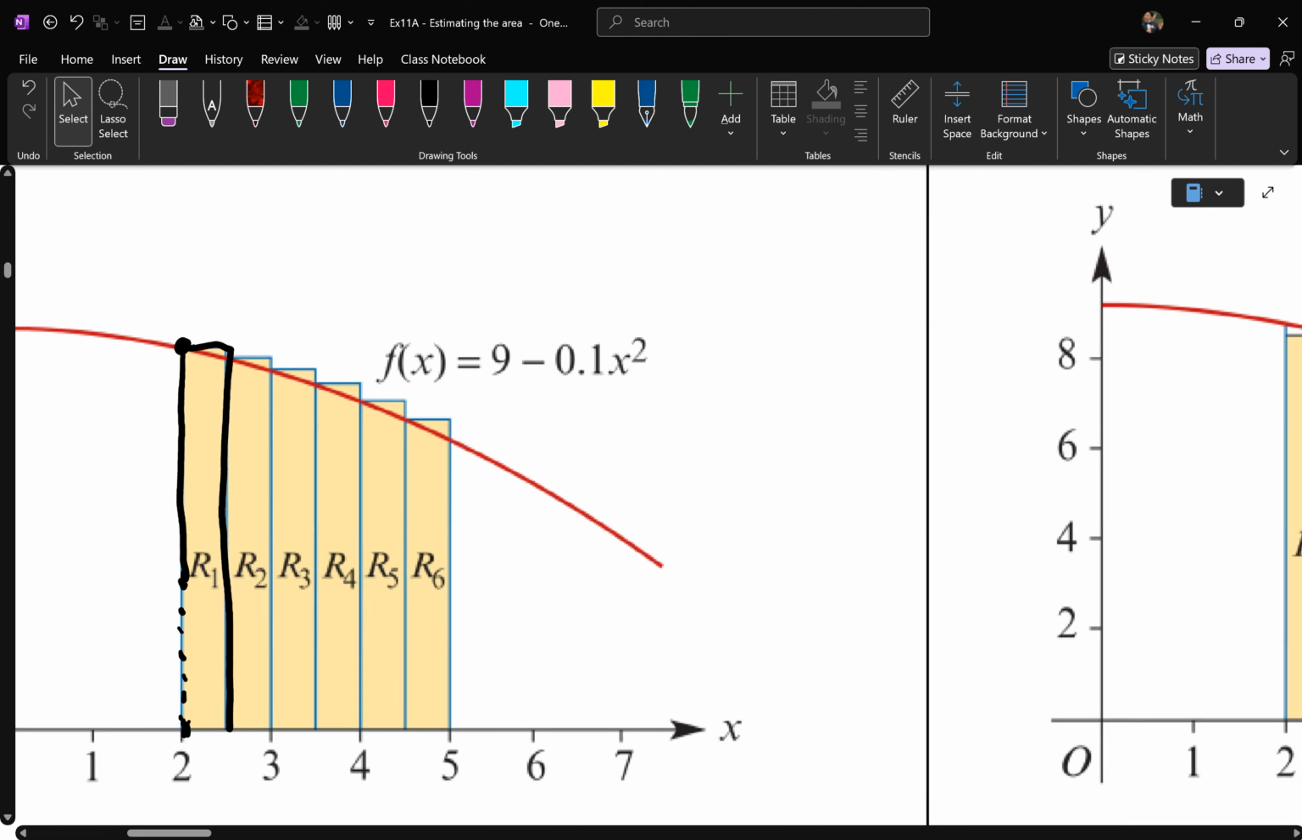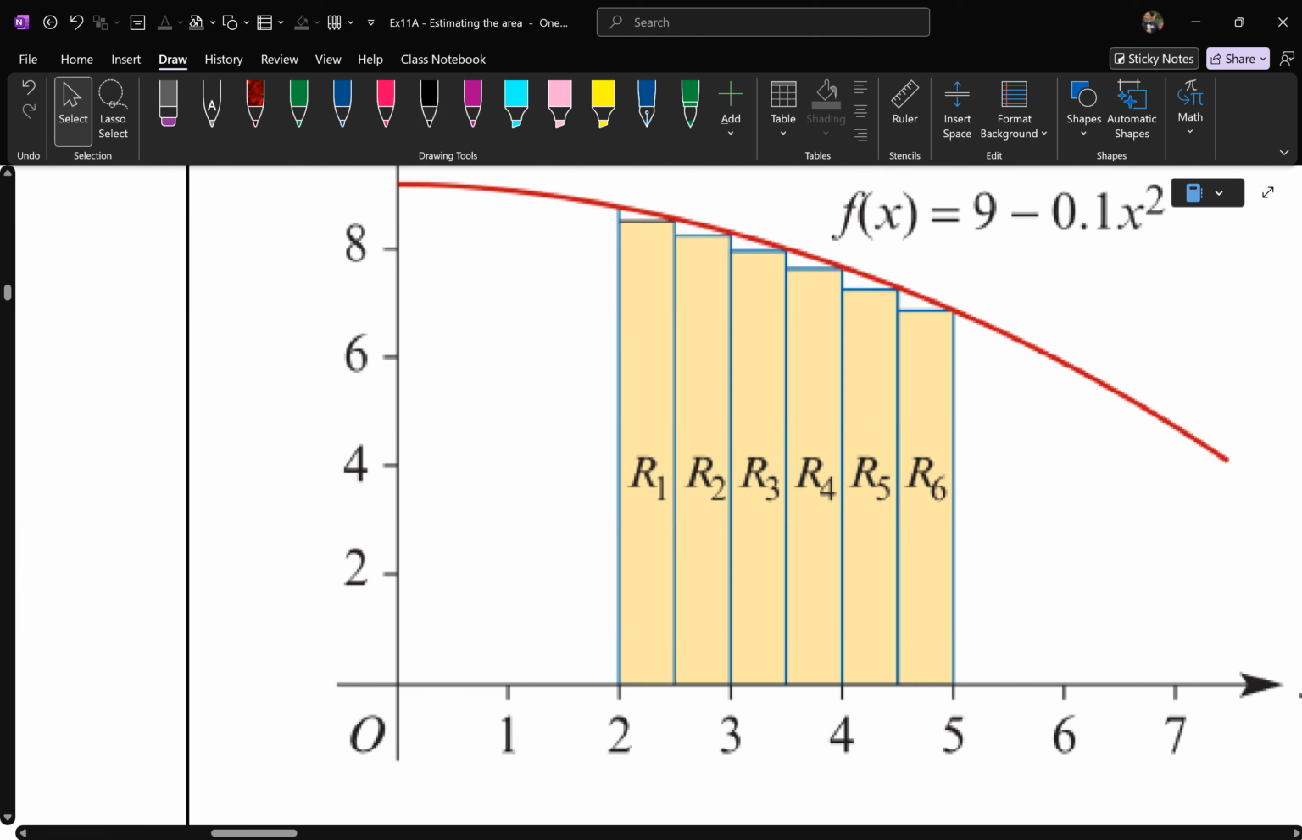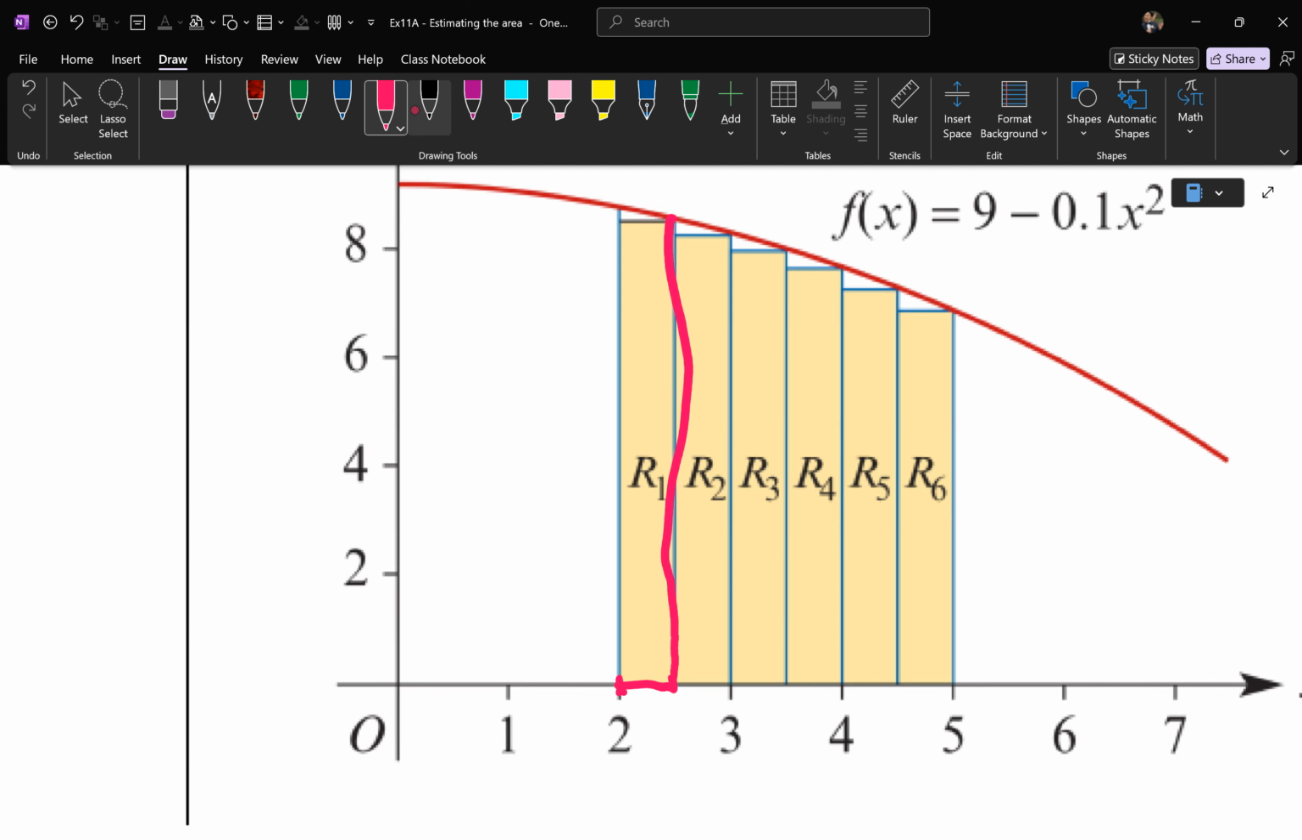One's a left, and in this case, it's going to be an overestimate. But if I use the right end, you can see here, I don't take the 2, but I take the next part of the rectangle and I find the height.